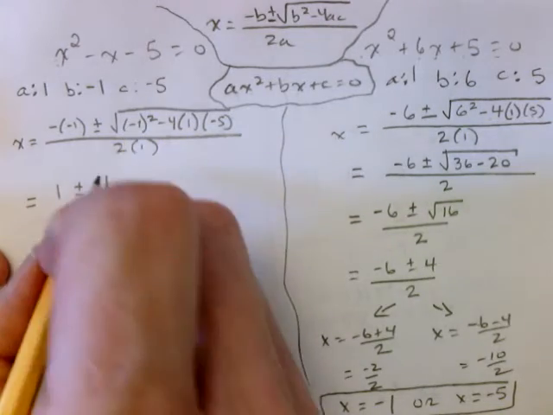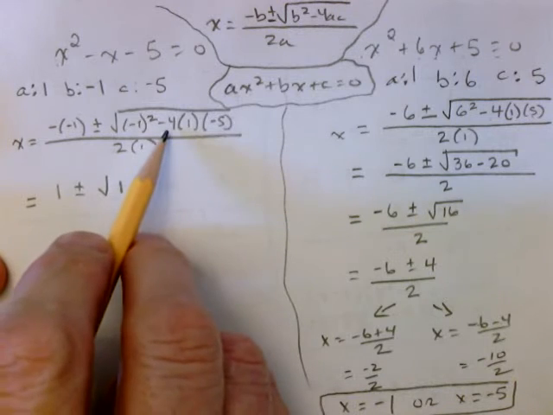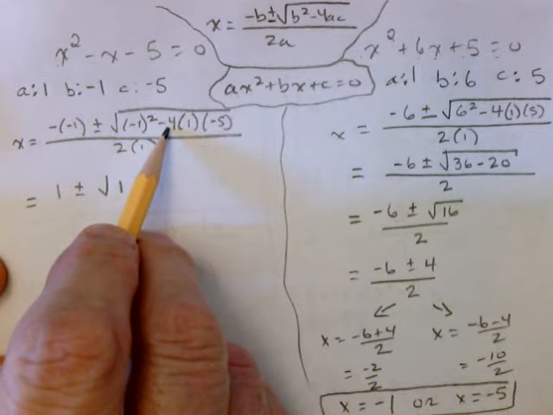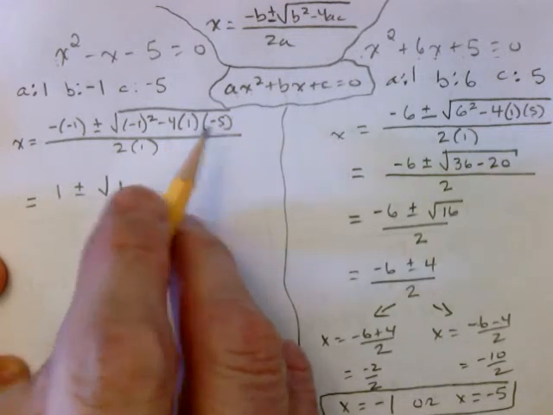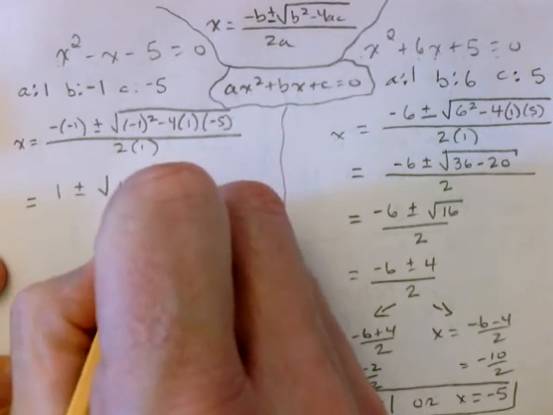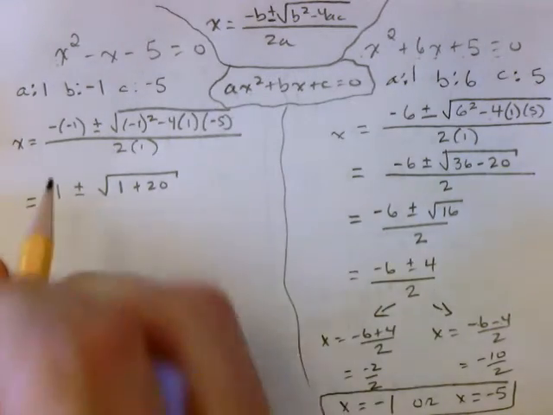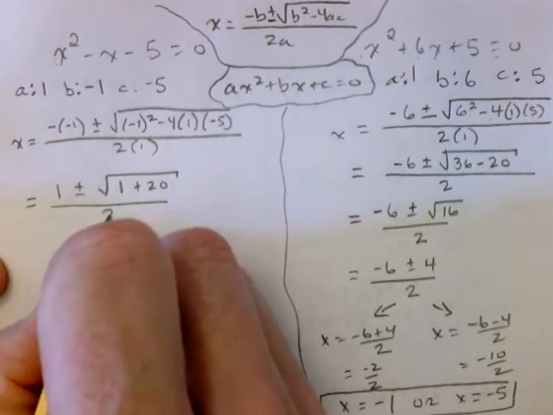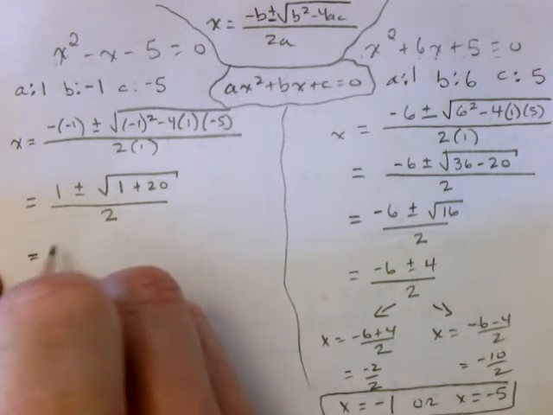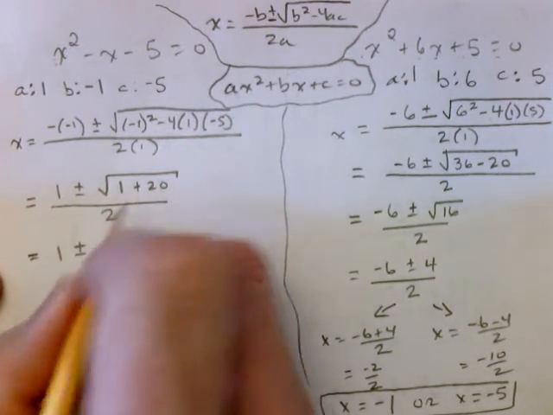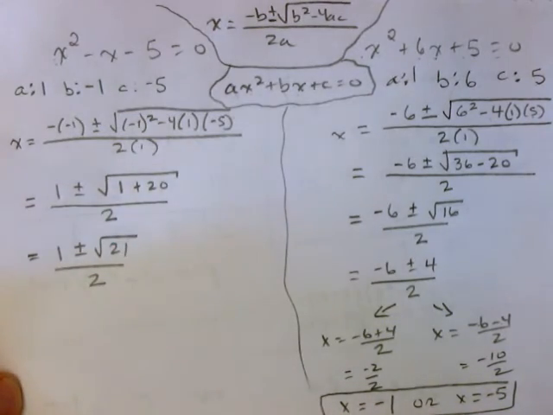All right, so the opposite of negative 1 is positive 1, plus or minus negative 1 squared. Negative 1 times negative 1 is positive 1. And I'm going to catch myself here. I'm not going to write that minus sign. I'm going to go negative 4 times 1 is negative 4. So negative 4 times negative 5 is positive 20. So because that's positive 20, I'm going to go ahead and write plus 20. And the denominator, 2 times 1. All right, so 1 plus or minus 1 plus 20 is 21, and then 2.